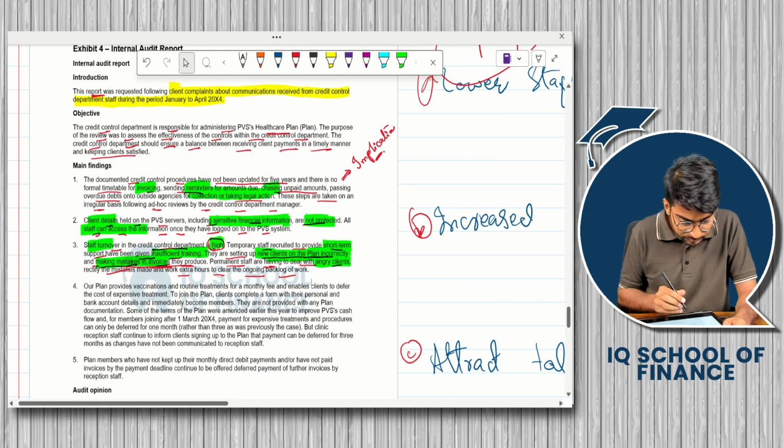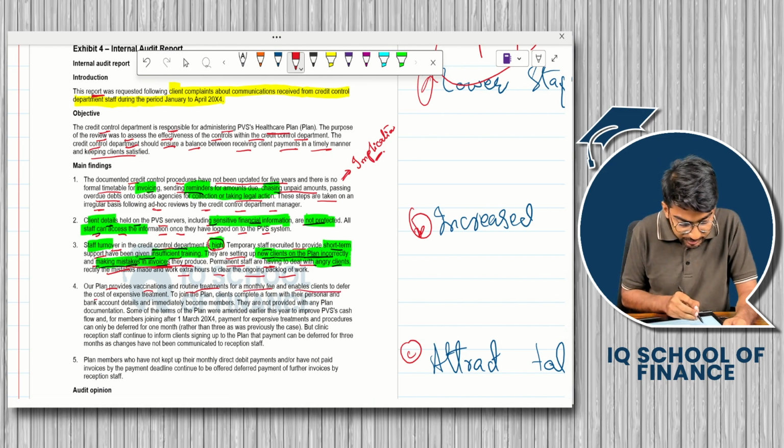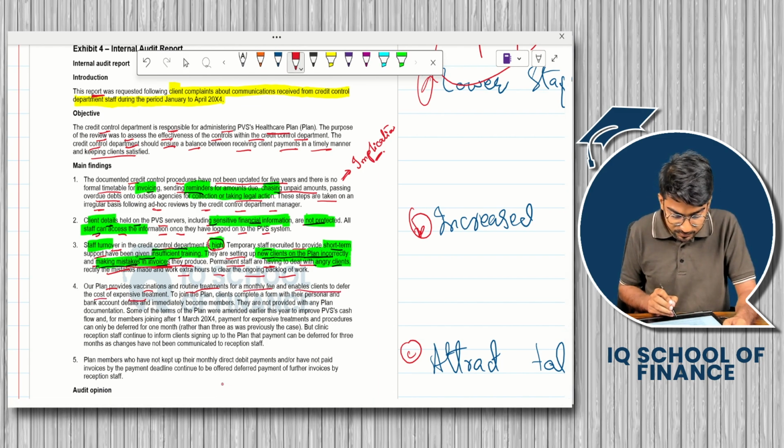Moving forward, our plans provide vaccination and routine treatment for a monthly fee and enable clients to defer the cost of expensive treatment. To join the plan, clients complete a form with their personal and bank account details and immediately become members. Okay, they are not provided with any plan documentation. Some of the terms of the plan were amended earlier this year to improve PVS cash flow.